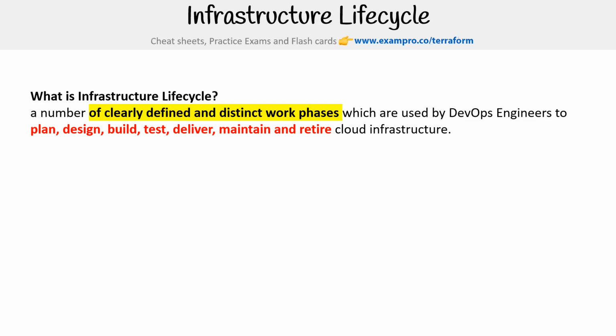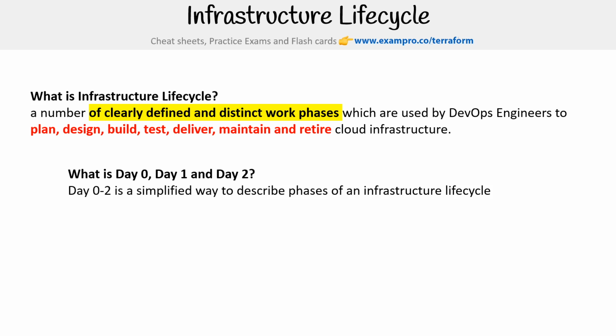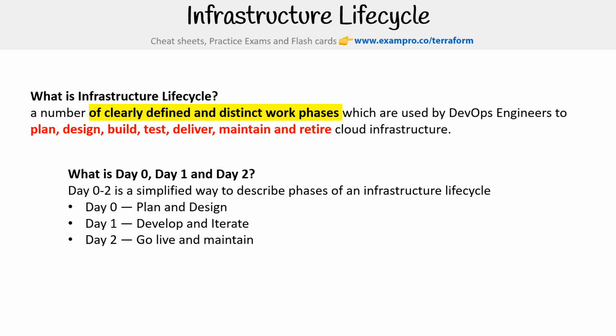But one particular infrastructure lifecycle that is pretty common is one that talks about day zero, day one, and day two. The idea here is that this is a simplified way to describe phases of infrastructure lifecycle. When we say we are on day zero, we are planning and designing our infrastructure. On day one, we are developing and iterating on it, so we might be deploying or provisioning it and actually testing it in the cloud. And then day two is when we go live with real production users and maintain it.